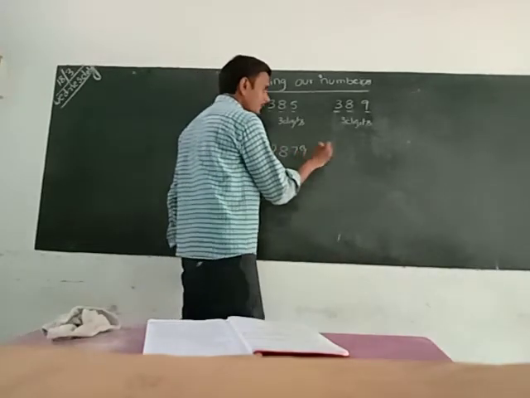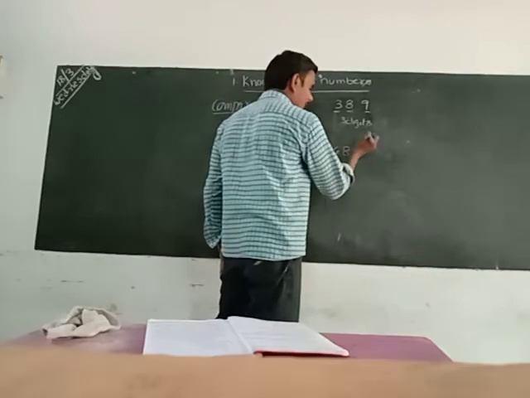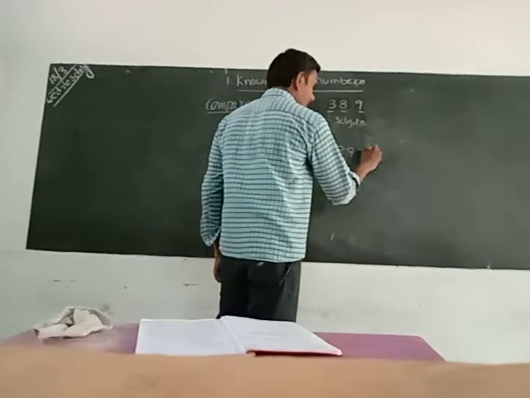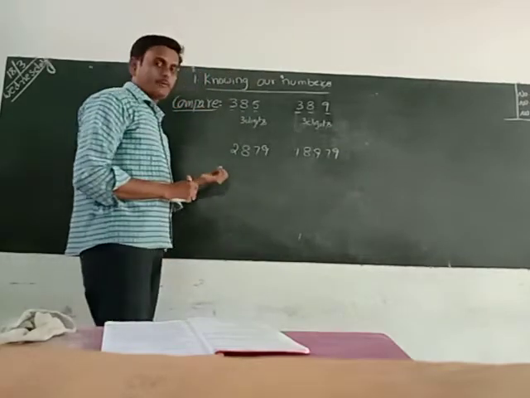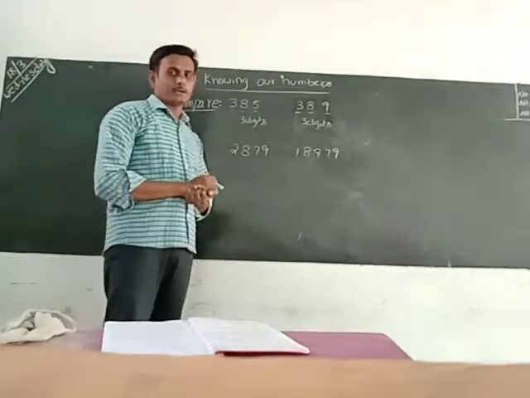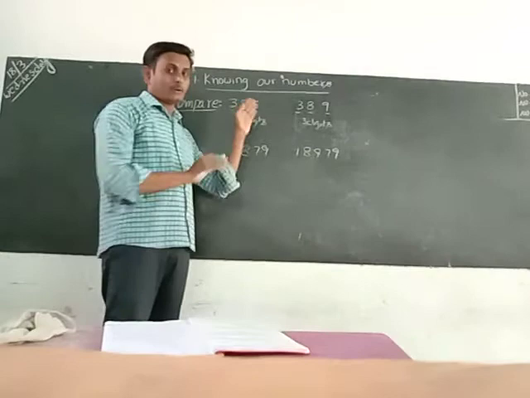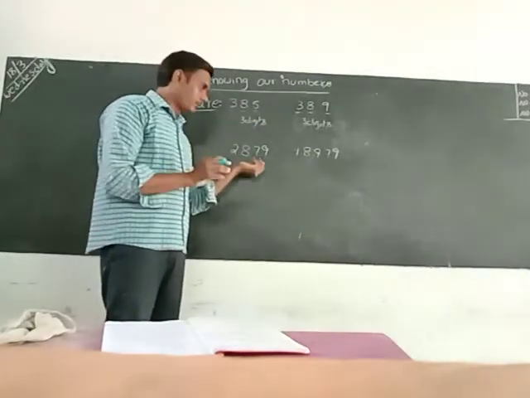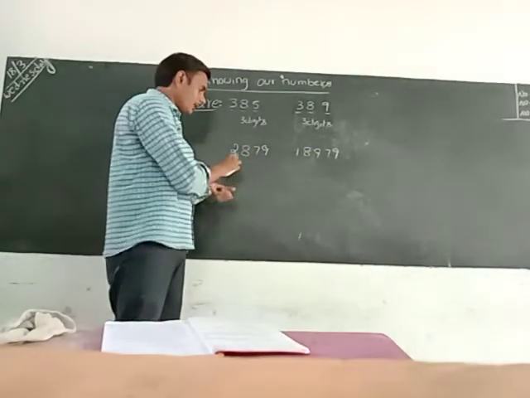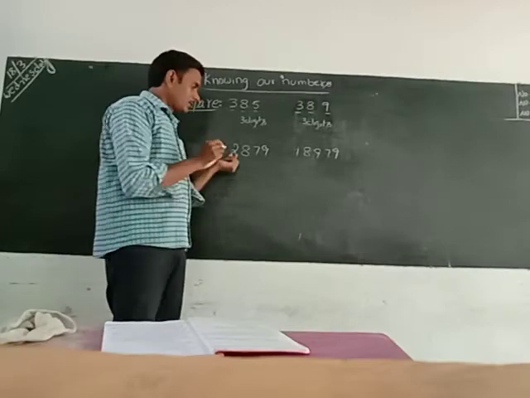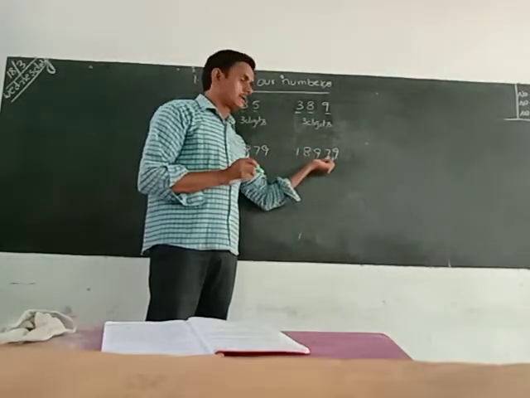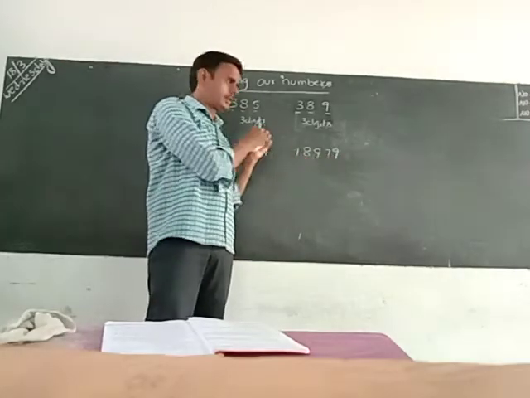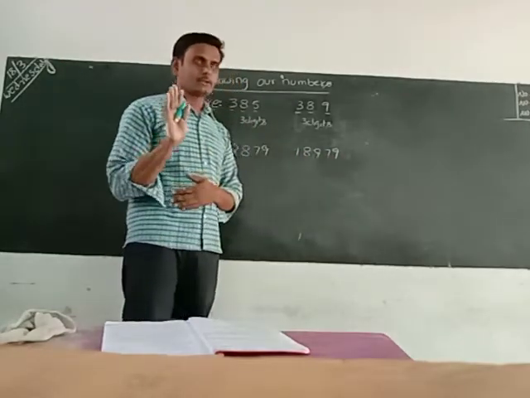2879 and 18979. Like this is given. In this we have to count the number of digits. How we can compare, I will say. Wait some time. Let us go for the next comparison. What are the numbers here? 2879 and 18979. We already know how we can read this number. Later we can discuss that.